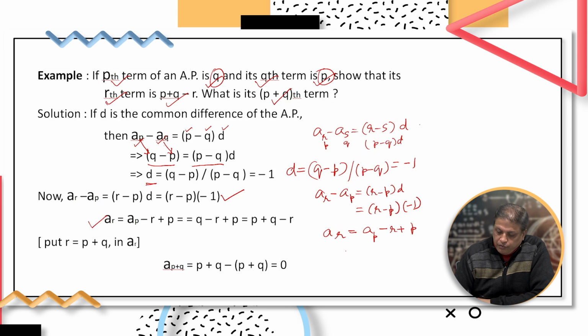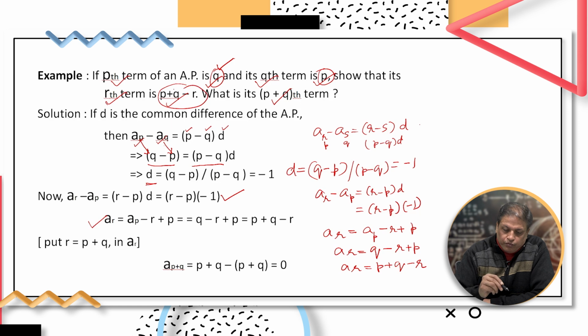So, this will give you the expression AR is equal to, what is AP? AP is Q, as per the expression. Q minus R plus P. That means you can say that AR is equal to P plus Q minus R, which is very much required over here. So, one part is over.